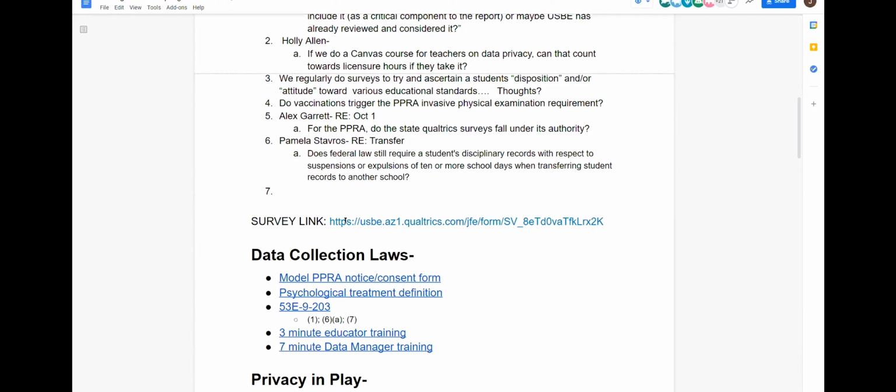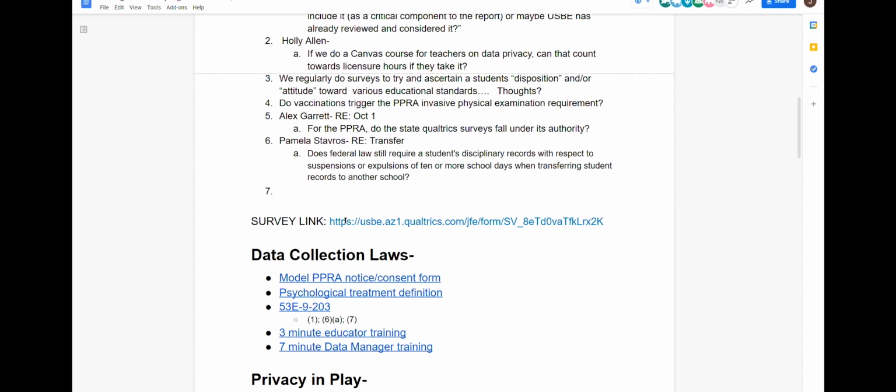But that's, again, I think the simplest way to answer that question. Do vaccinations trigger the PPRA invasive physical examination requirement? Yeah, I added this one to the questions list because no one specifically asked the question, but there was some chat when Whitney brought up the physical examinations as to, hey, would this cover it?